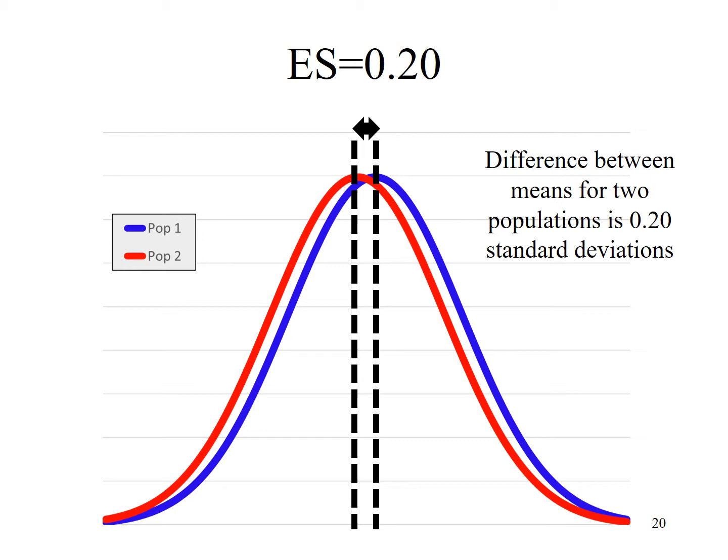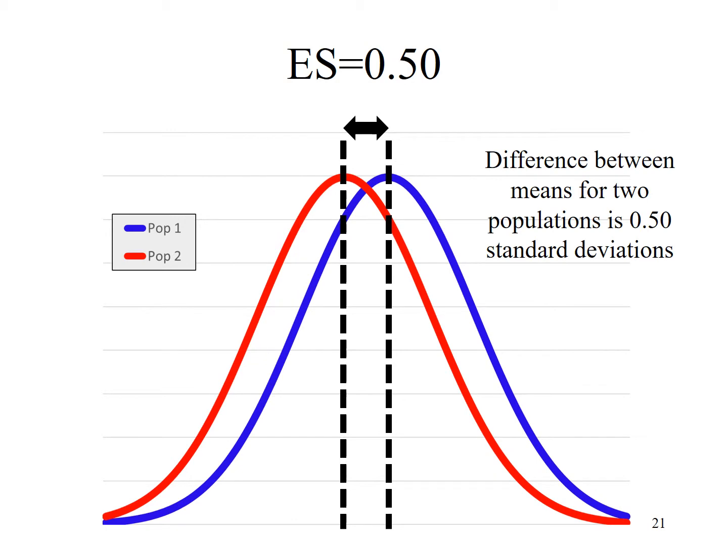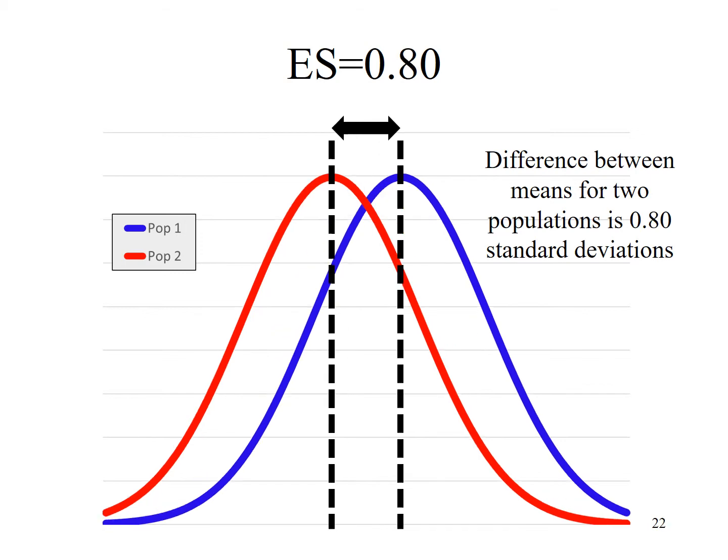What about if our effect size was 0.5? What would that look like? In that case, the difference between the means would now be equal to 0.50 standard deviations. They're definitely getting further apart, reflecting a larger difference or a larger effect. What if the effect size was 0.80? The difference between the means would then be equal to 0.80 standard deviations. The two means are even further apart, reflecting an even larger difference or effect.